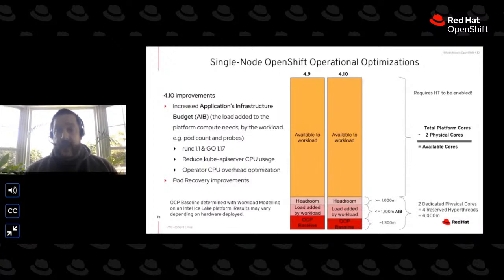On this slide, we define the application infrastructure budget as the allowable load that the application can put on the control plane. If the workload does not exceed an application infrastructure budget of 1,700 millicores, we believe that when reserving 4 hyperthreads for OpenShift, the platform control plane processes can fit within 3 hyperthreads, allowing for 1 hyperthread of headroom. Next slide, please.